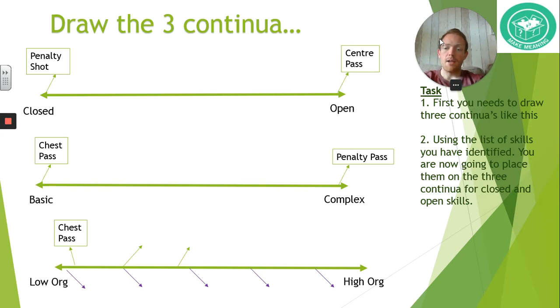For an extension, and also to give yourself a good idea of how it translates to other sports, use some skills from other sports to fill in underneath the continua. Okay, so for example, where would you put a golf swing? Where would you put a front somersault on each of those continua? I've said continua a lot, haven't I? Okay, moving on.